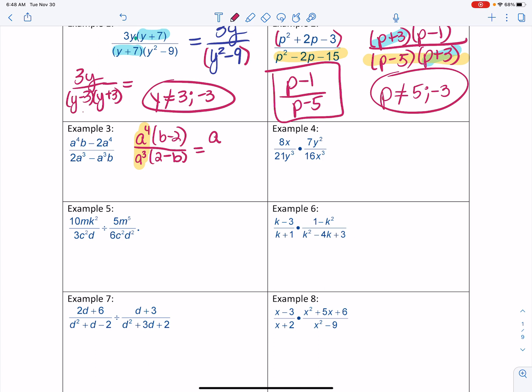This is where this gets a little complicated. Okay, so if you have b minus 2, like let's put 8 in there.